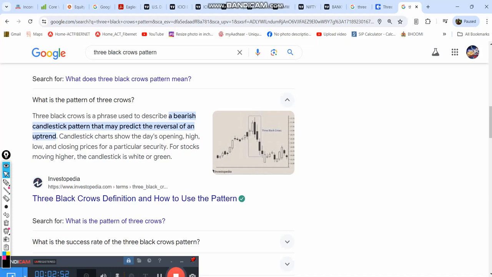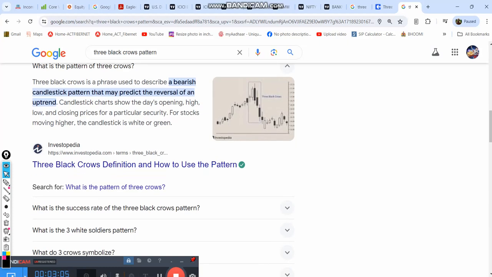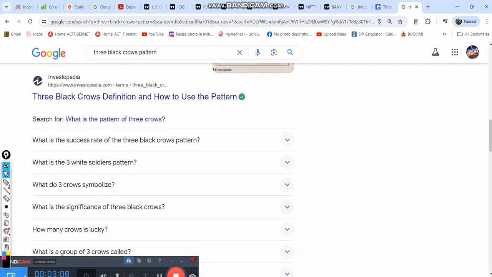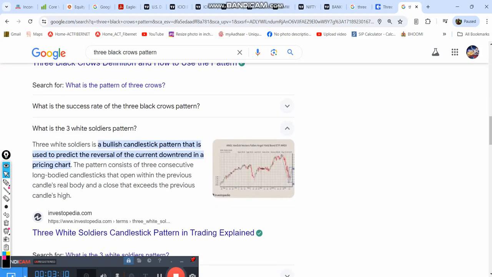It describes a bearish candlestick pattern that may predict the reversal of an uptrend. Candlestick charts show the day's opening, high, low and closing prices for a particular security. For stocks moving higher, the candlestick is white or green. So 3 white soldiers is a bullish candlestick pattern that is used to predict the reversal of the current downtrend in a pricing chart. The pattern consists of 3 consecutive long-bodied candlesticks that open within the previous candle's real body and a close that exceeds the previous candle's high.